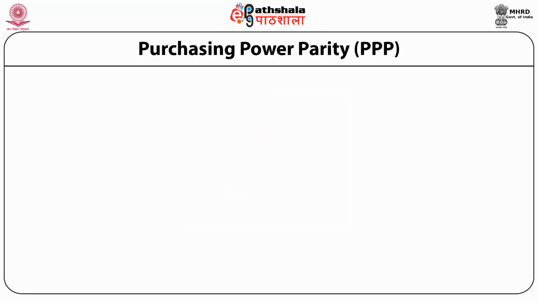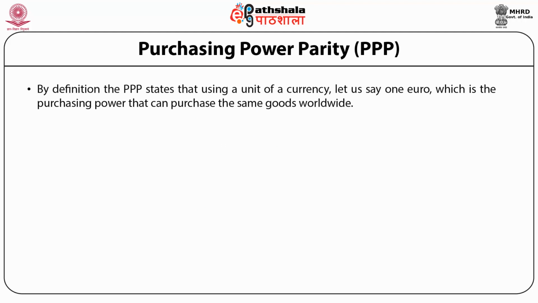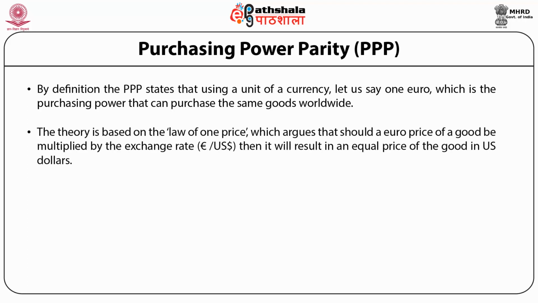Purchasing power parity theory. By definition, purchasing power parity states that a unit of a currency, let us say 1 euro, has a purchasing power that can purchase the same goods worldwide. The theory is based on the law of one price, which argues that if the euro price of a good is multiplied by the exchange rate, for example euro in exchange for US dollars, then it will result in an equal price of the goods in US dollars.